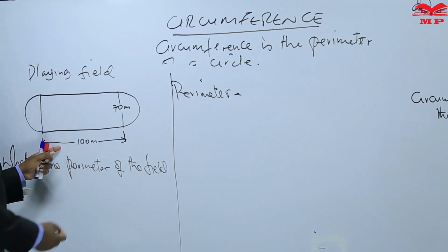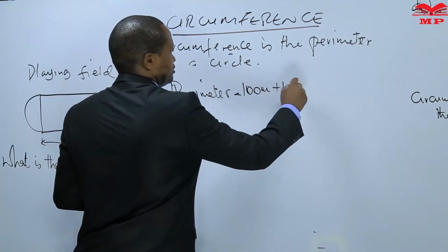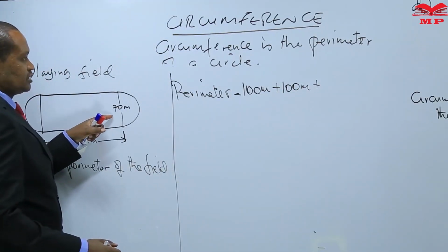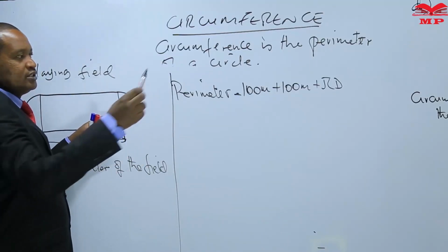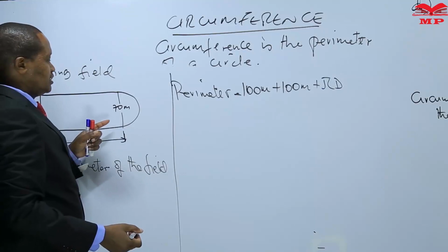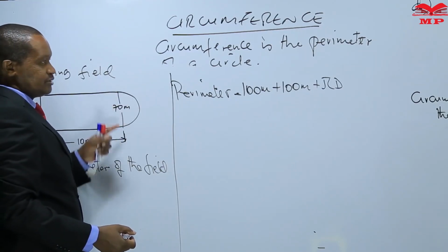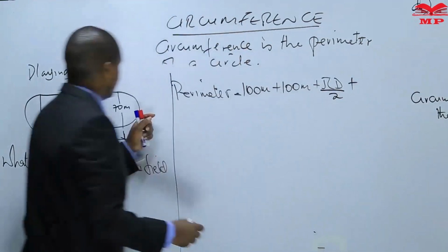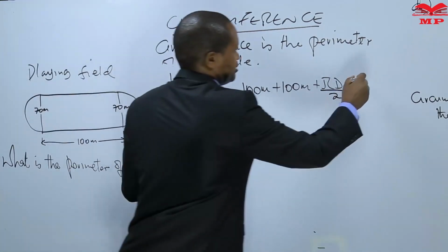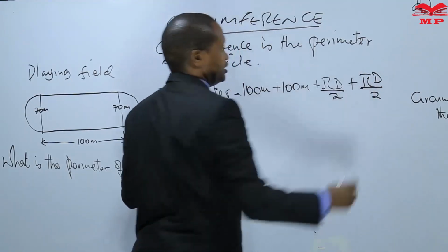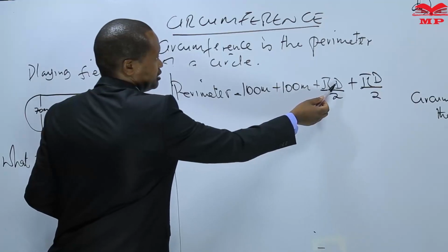Then we add 100 plus 100. So the perimeter will be 100 meters plus 100 meters plus pi d, that is the circumference of a circle, and we have seen that this bit is a semicircle, so we divide by 2. Then we add, again, this side, this should be 70 meters. We get pi d over 2, because it's a semicircle. If it was a full circle, then we don't divide by 2, we just multiply pi times the diameter.